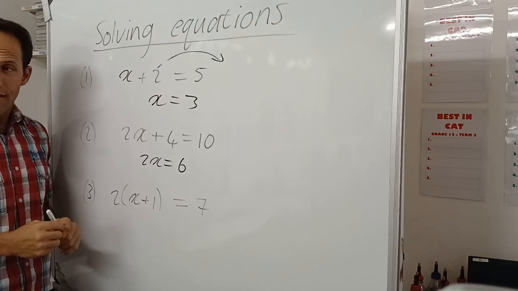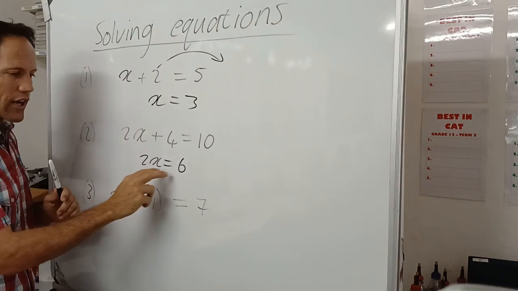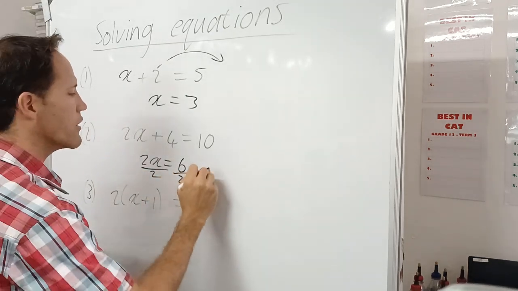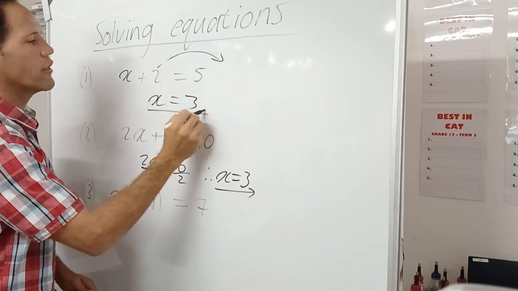And then we want x. Remember the rule is you want x alone. So we're going to divide both sides by 2. So when you divide by 2, you can say therefore x is equal to 3. Okay, again we get 3.